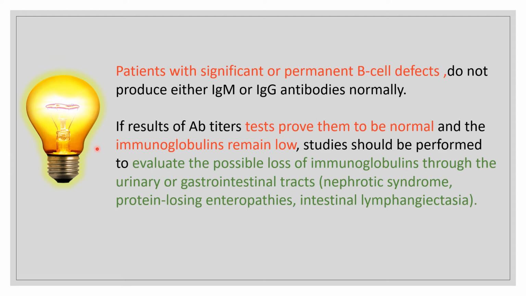If results of antibody titers test prove to be normal and the immunoglobulins remain low, studies should be performed to evaluate the possible loss of immunoglobulins through the urinary or gastrointestinal tracts. Because in some diseases they will lose the immunoglobulins, like in the nephrotic syndrome, protein-losing enteropathies, and intestinal lymphangiectasia.